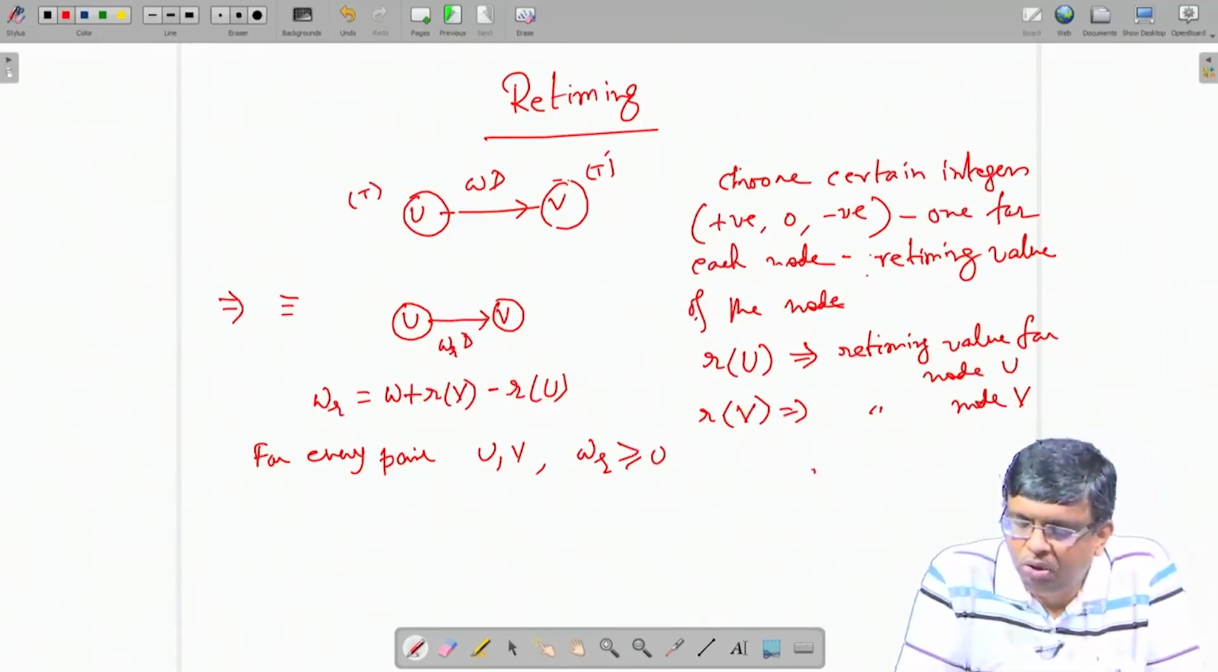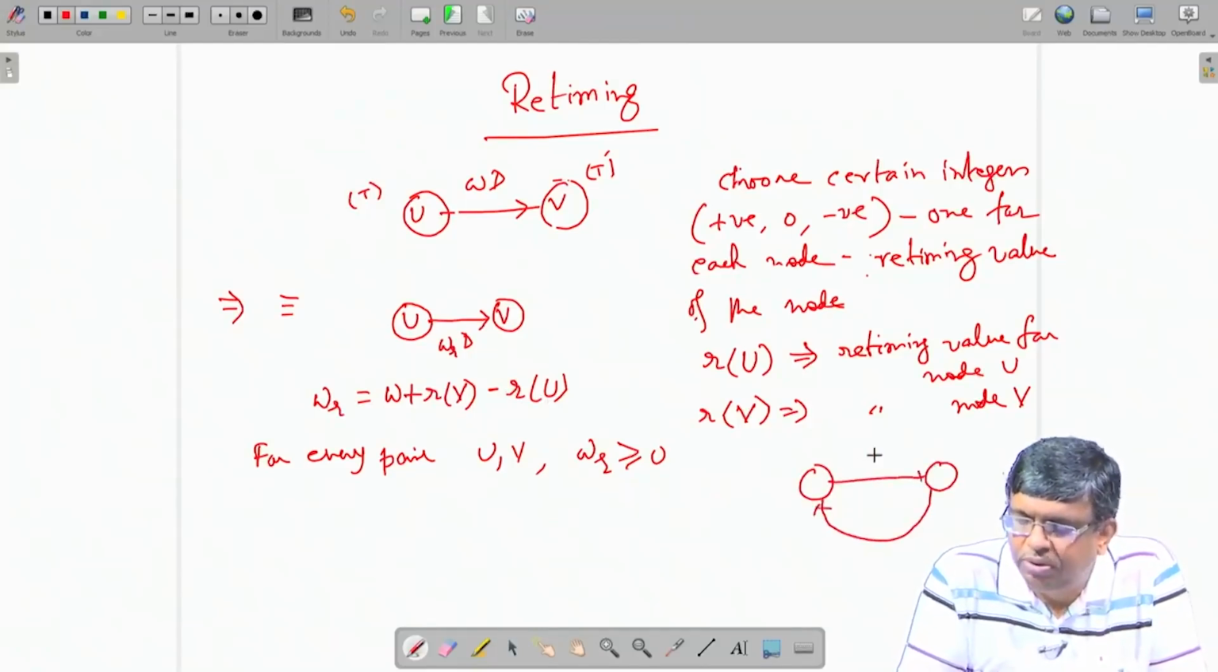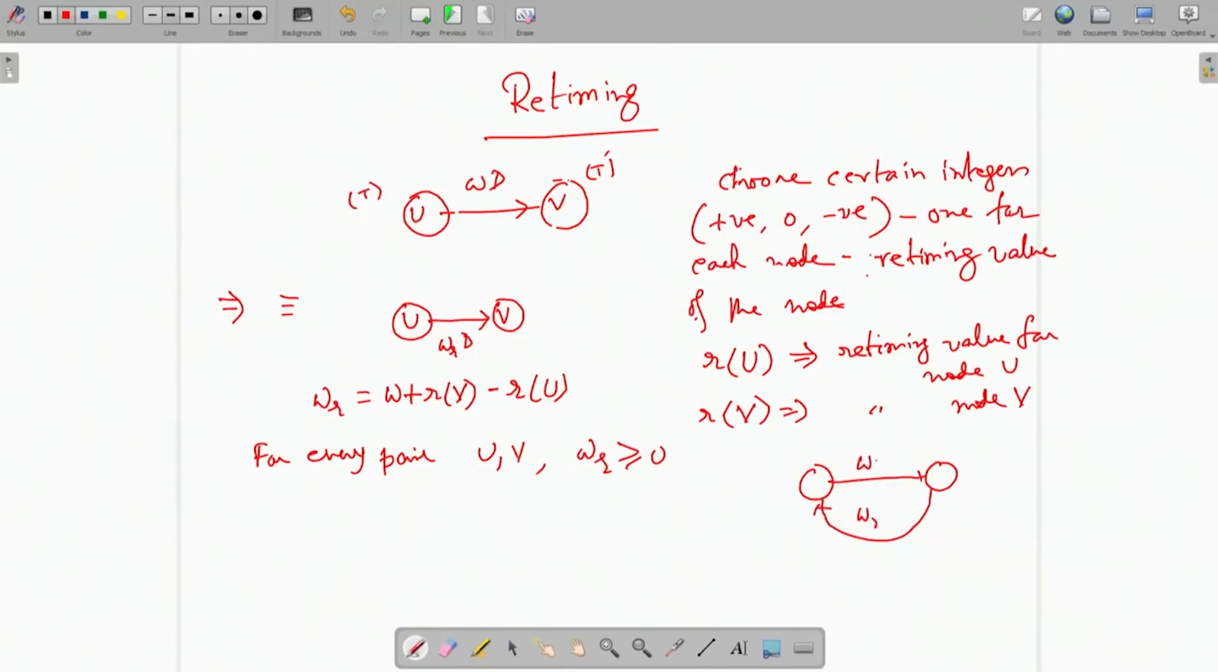But if you have a loop, suppose this has W1, this has W2. So, now W1 will become W1 plus, because the arrow is here, R of V minus R of U. But in the case of W2, arrow is hitting this side. So, this is the destination, this is the source. So, it will be reverse of this, W2 plus R of U, because this is the destination now, minus R of V.